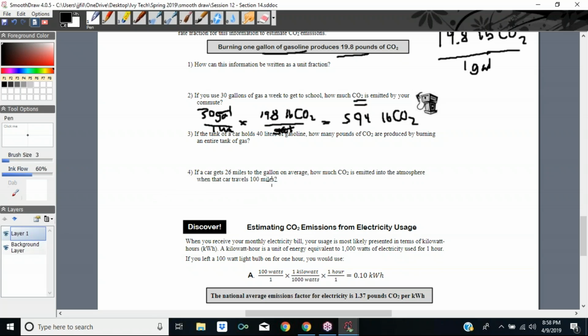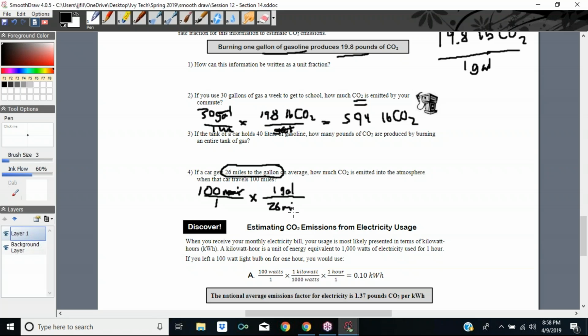It says if a car gets 26 miles to the gallon, how much CO2 is emitted if they travel 100 miles? So we've got to know how many gallons they used. So we start off with how many miles they drove, and then we're going to multiply that by their miles to the gallon. Now we want miles to be on the bottom to cancel the unit. So it's going to have to be 26 miles on the bottom for 1 gallon.